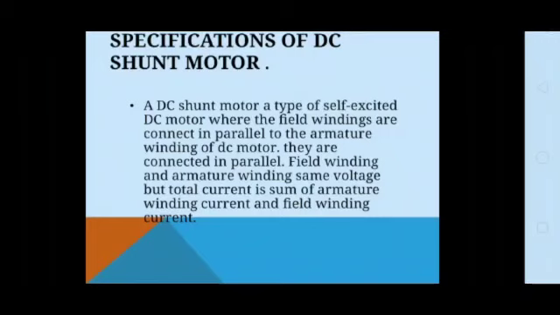So next point, specifications of DC shunt motor. A DC shunt motor is a type of self-excited DC motor where the field windings are connected in parallel to the armature winding of the DC motor. They are connected in parallel. Field winding and armature winding have the same voltage, but the total current is the sum of armature winding current and field winding current.